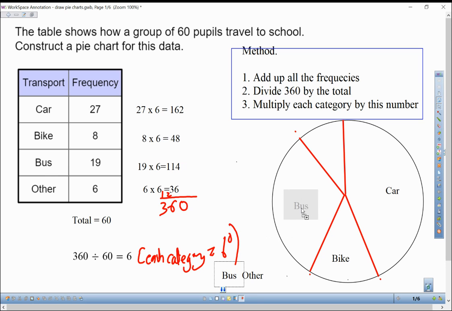So bus is in there. The last sector or category is the easiest. It's already done for us, and we put it in. And that is how we get our angles for our pie chart, and also how we draw one.